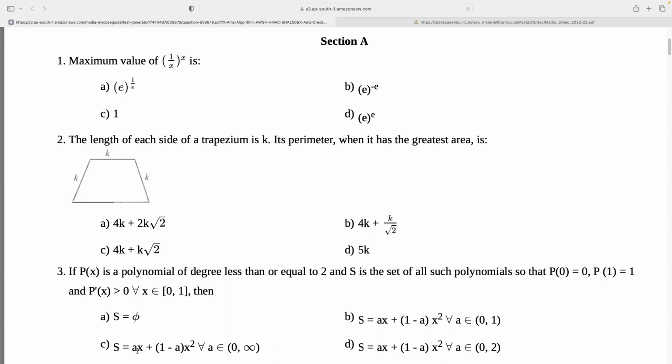The length of each side of a trapezium is k. Its perimeter when it has the greatest area is.